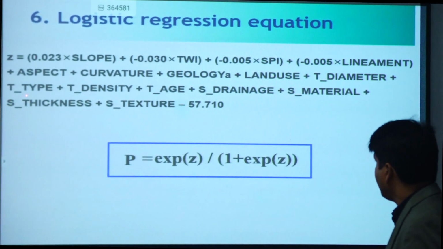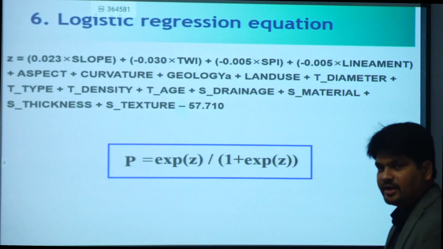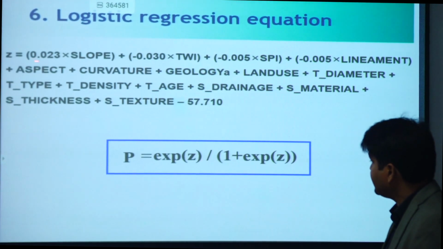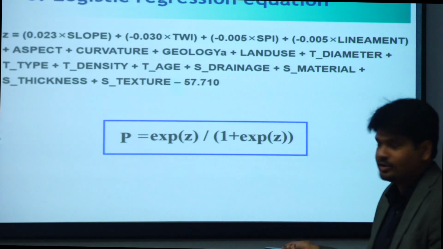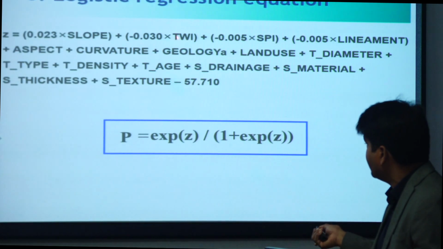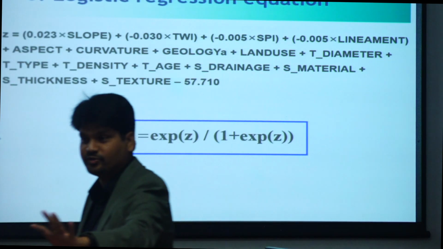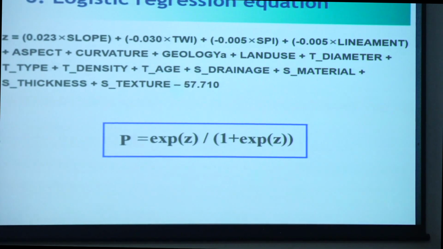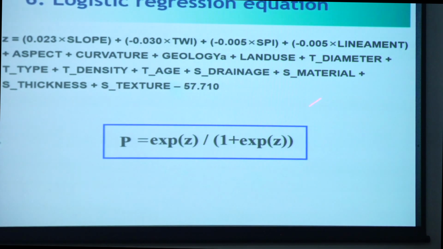So then, finally you get actually the equation something like this. See, here for the continuous data, it comes with a weightage value. Right? For the slope, you see, it gives a weightage value. TWI, continuous data, gives a weightage value. So TWI is negatively correlated. That means it didn't contribute much actually to your final predictive map. Final prediction. Okay? SPI, negatively correlated.